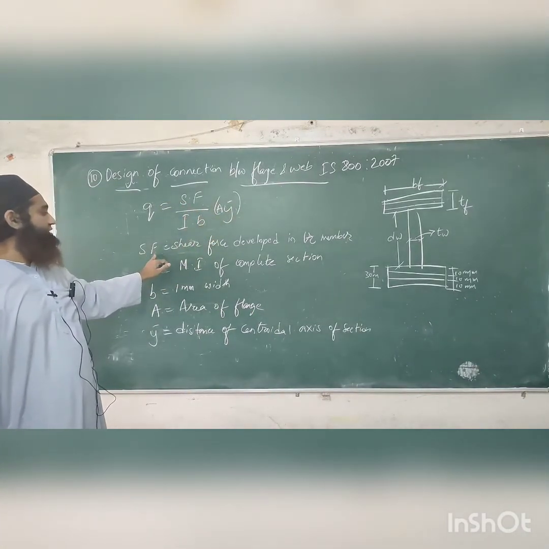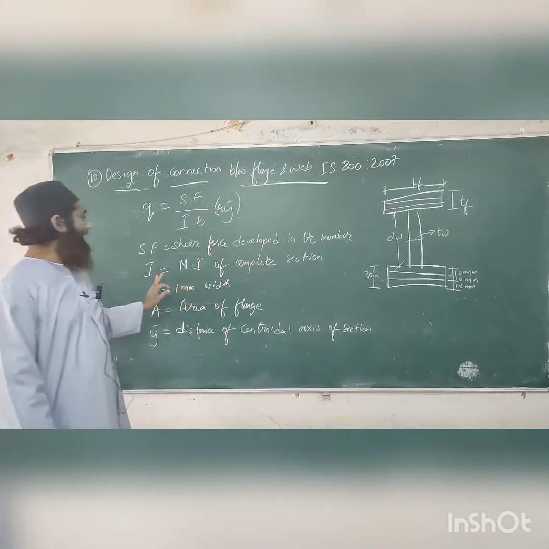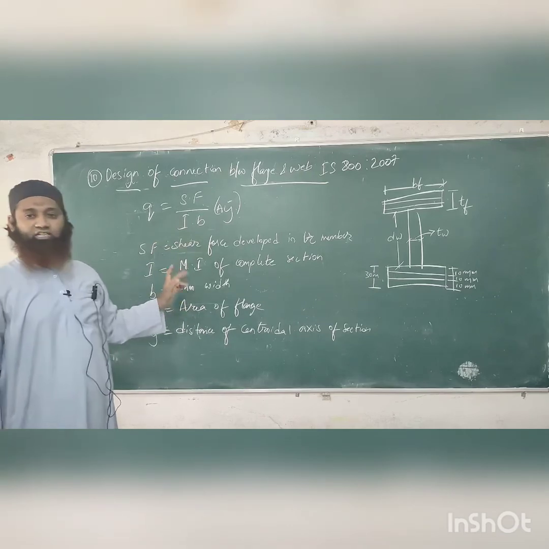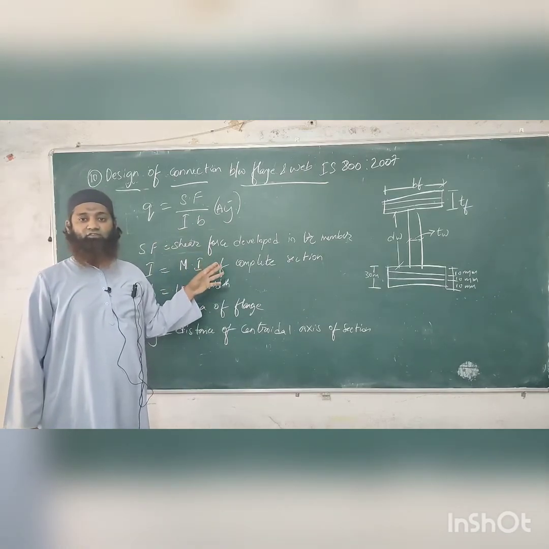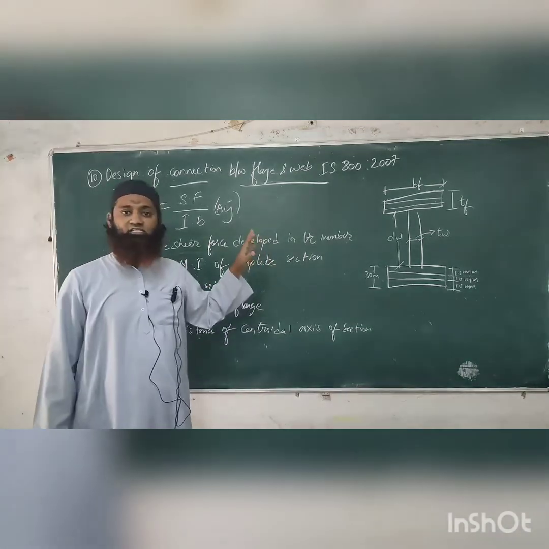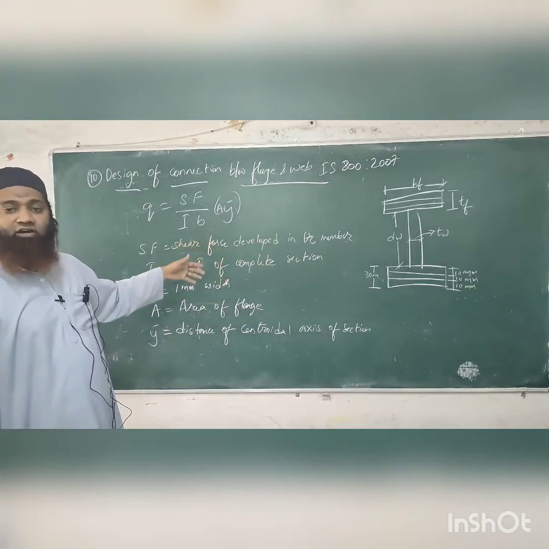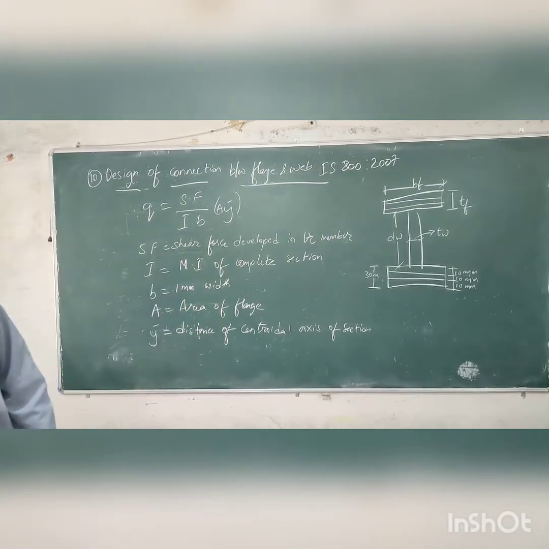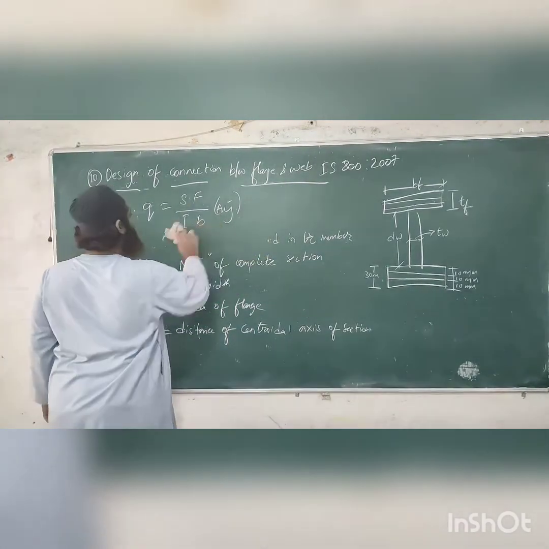Now what is each term? SF is the shear force developed in the member. I is the moment of inertia of the complete section, and B is the 1 mm width we are taking here. A is the area of the flange, and Y bar is the distance of the centroidal axis of the section. So this is the 10th point which we have covered. Next we will see step 11, that is the design of the weld. We will have to see what type of weld.